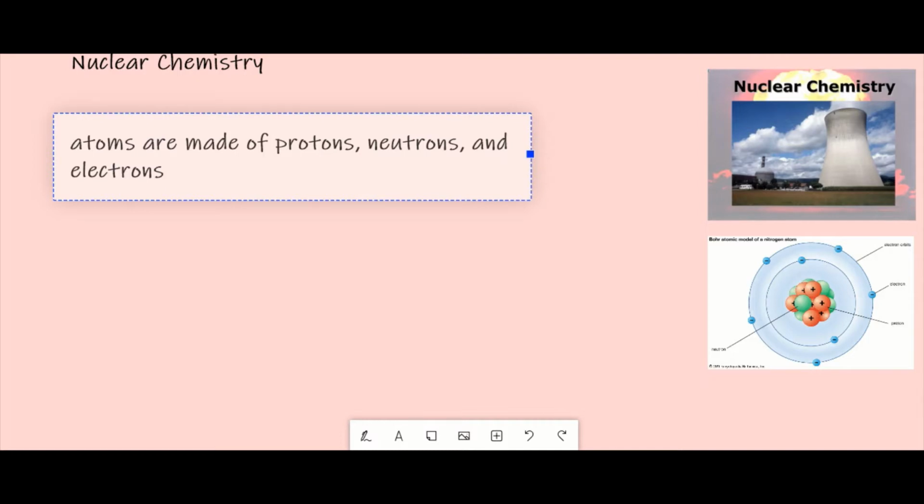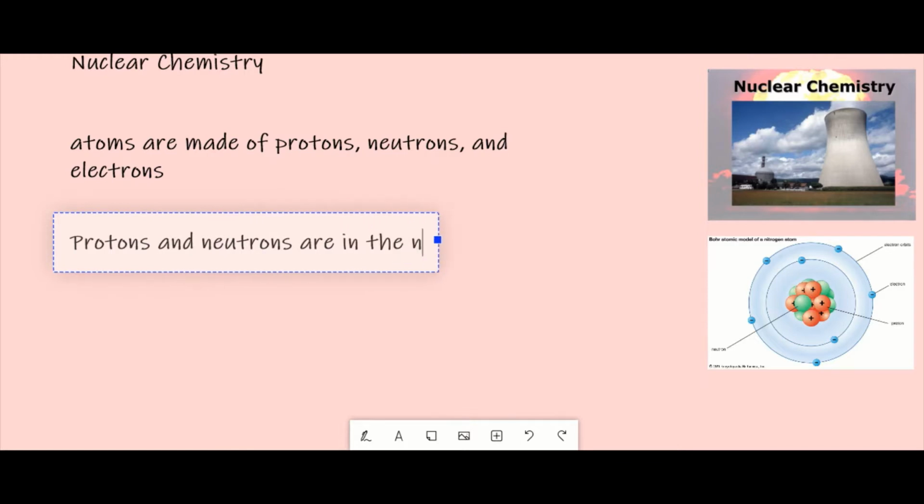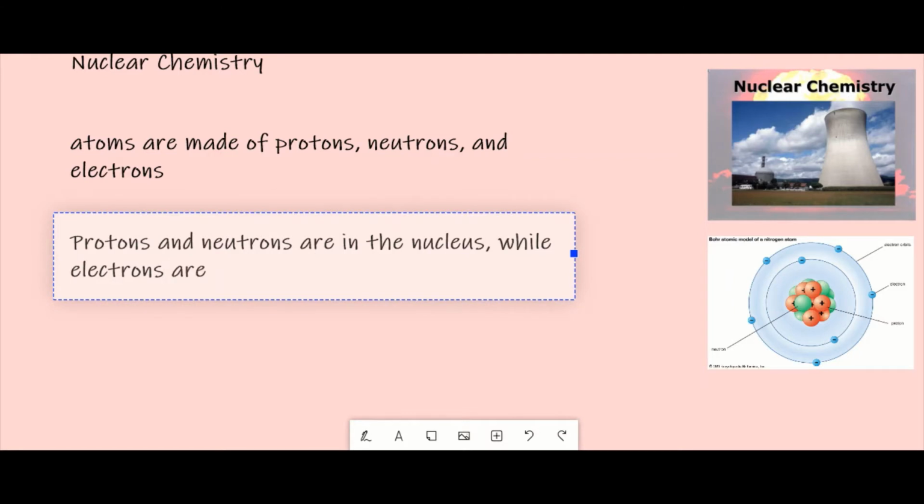So if you look at this little picture right here, the plus ones are protons and the green ones with no charge are neutrons. They're in the middle, in the nucleus of the atom, and the electrons are the ones that are around the atom. So to keep it simple, protons and neutrons are in the nucleus of the atom, while electrons are found around the nucleus.